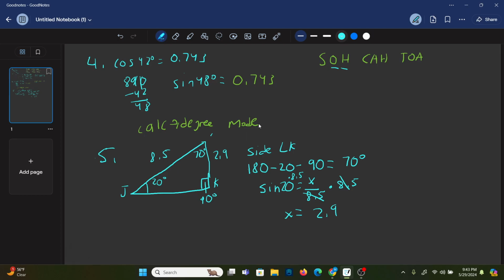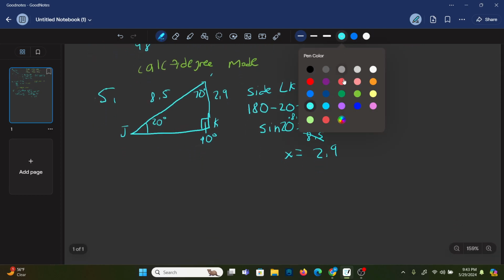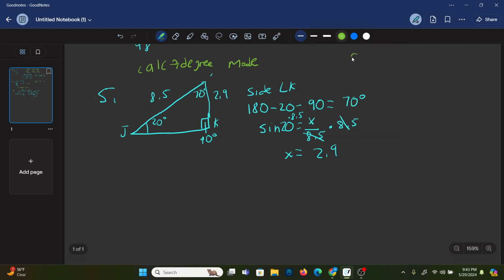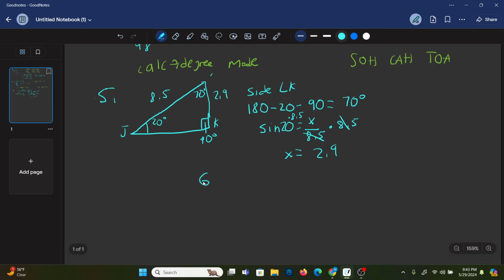For question 6, I'm just going to write it up here again so we can see. And you can write this whenever you have a test or homework, just write it here at the top so you can look at it. So for question 6, we want to know what is side JK, and JK would be this side right here.